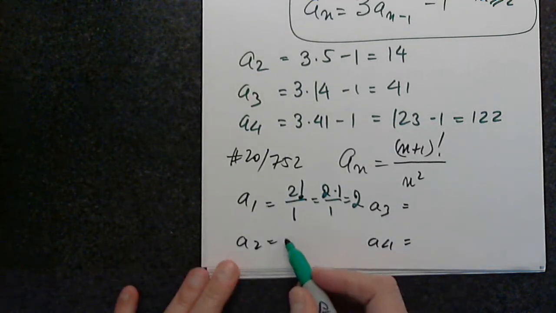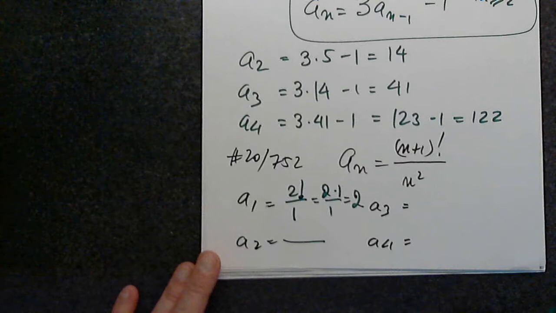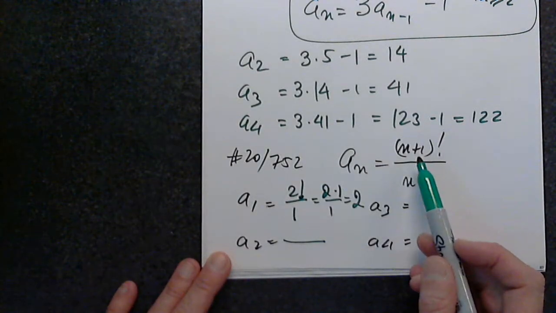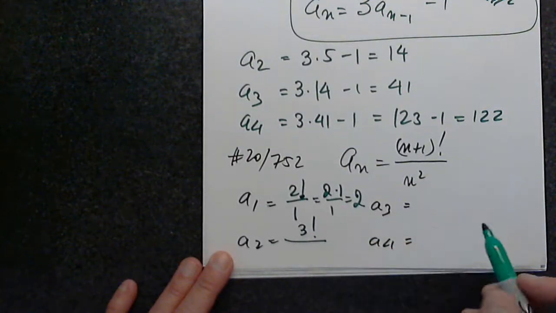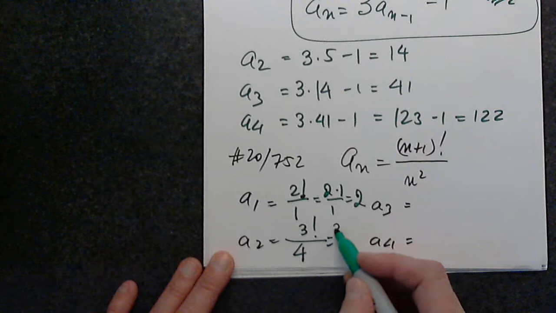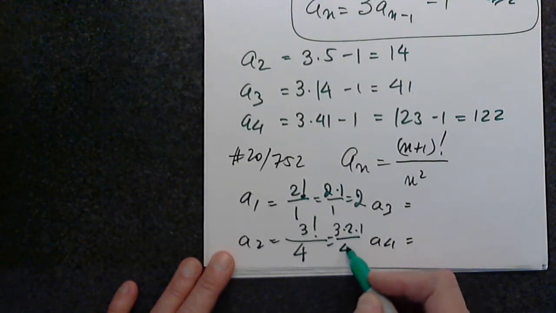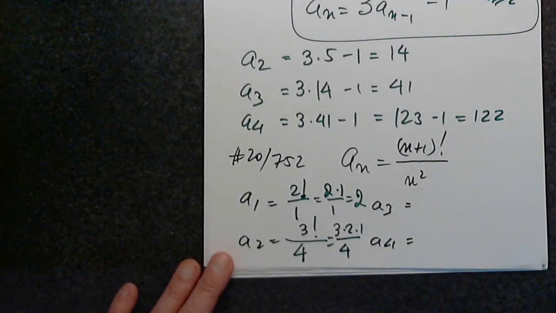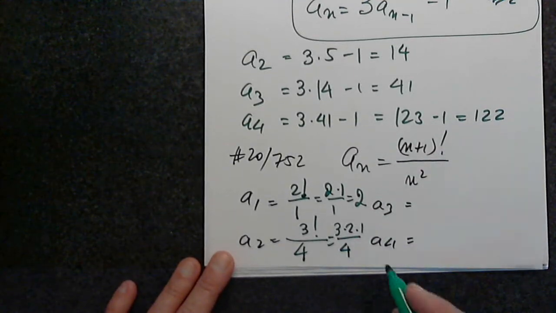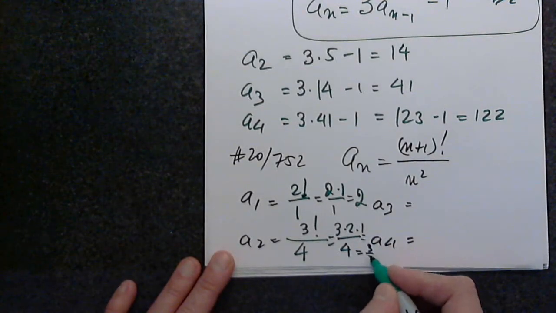What about A2? What do I have to write for A2? 2 plus 1, which is 3. So this is 3 factorial over 2 squared, which is 4. So 3 factorial is 3 times 2 times 1 divided by 4. 6 divided by 4, 3/2. Sorry, I have to squeeze it in here.